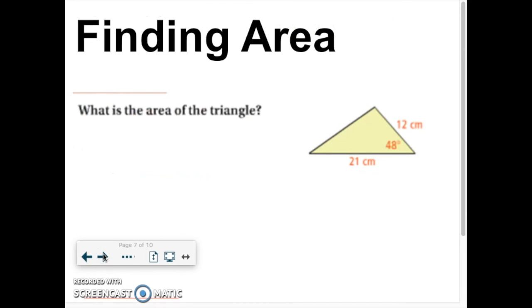So I'll copy down the formula again for us here. We have 1/2 the base, and instead of height, we have C sine of A, but that equals the height of this triangle, right? So what do we have here? We have a side and an angle and a side. We know that we have a 48-degree angle. We have 21, which is the base of the triangle. We don't know the height of the triangle.